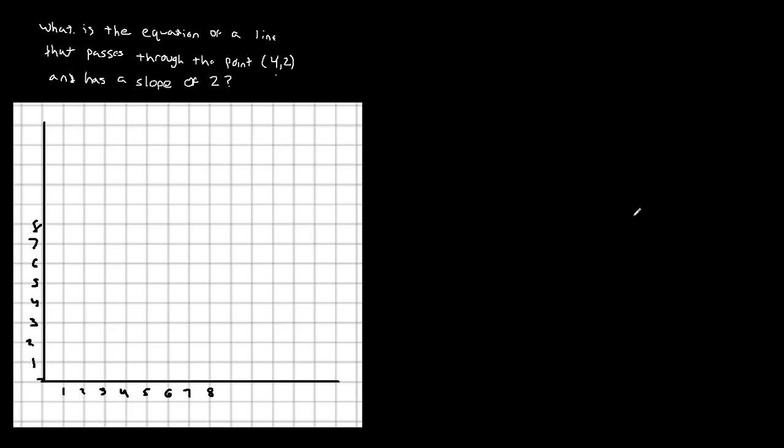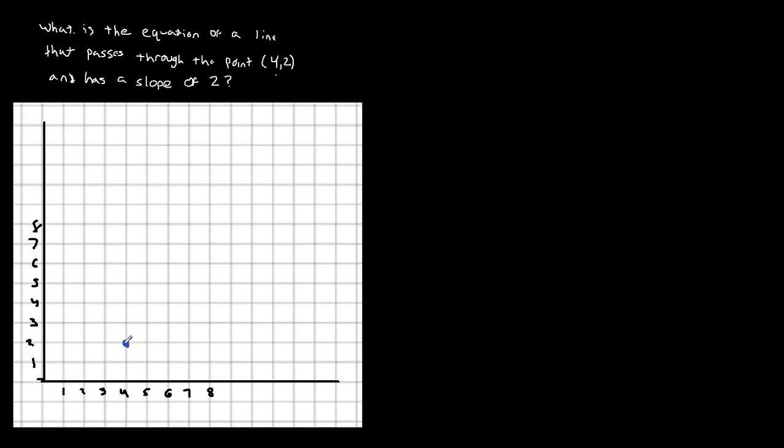And I think it's best, as always, to start off by graphing the thing. So we have the question, what is the equation of a line that passes through the point (4, 2) and has a slope of 2? So let's go ahead and graph it. Let's use a nice big line here. What is the point (4, 2)? Well, that's over 4 on the x, up 2 on the y. So this is where our point goes here.